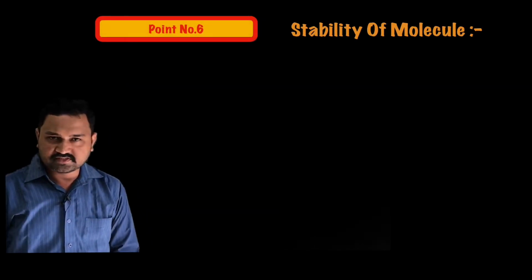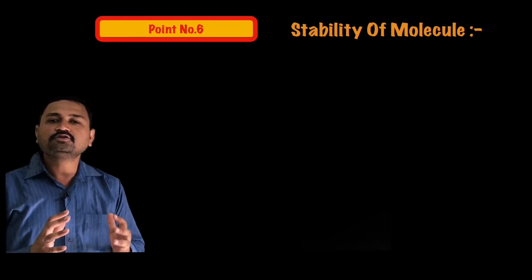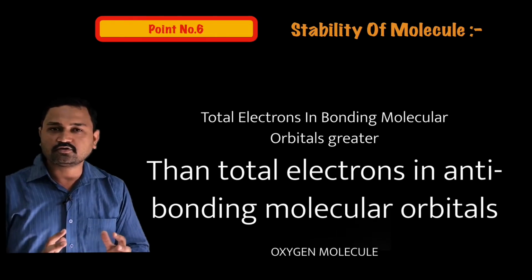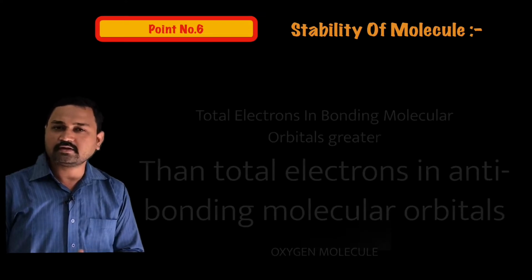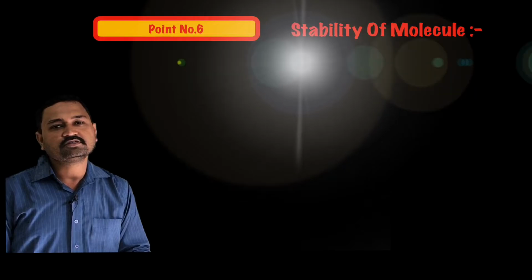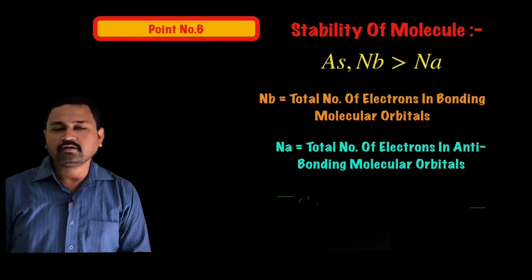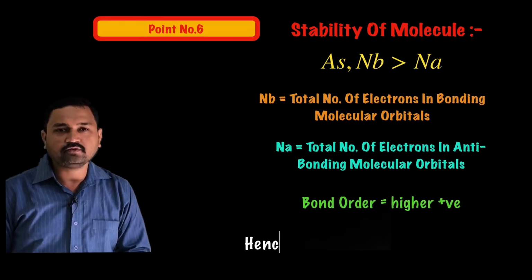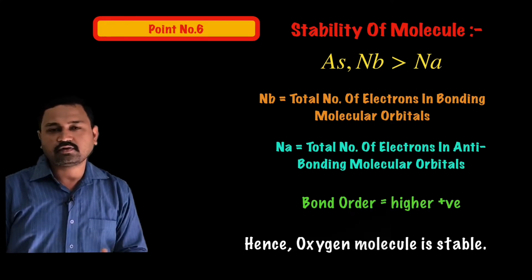Now point number 6, that is the stability of the molecule. Here the total number of electrons in the bonding molecular orbitals is greater than the total number of electrons in the anti-bonding molecular orbitals, as we know that the value of Nb is 10, while the value of Na is just 6. Hence Nb is greater than Na, and we already calculated the bond order having a higher positive value, hence the oxygen molecule will be a stable molecule. So this is our point number 6.